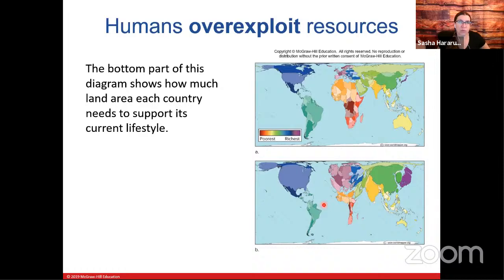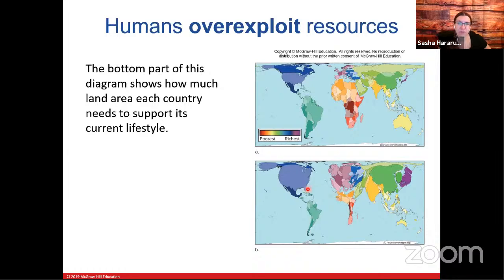So what do we use land for? You may immediately think the land I use is the land that I live on. Like if my apartment or my house is not that big, I don't use a lot of land. But there's a lot of land that you use and you don't see it. For instance, the food you eat comes from the land. And the food that is consumed in the richest countries requires a lot of land.